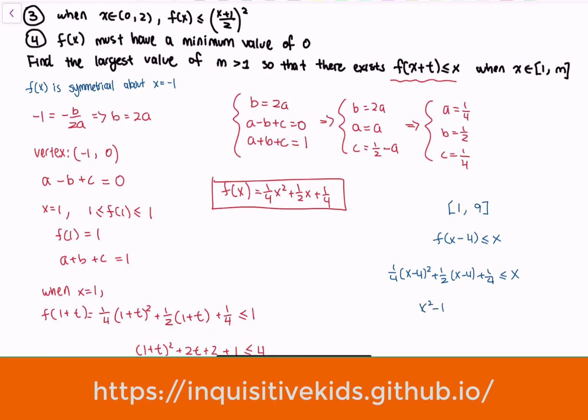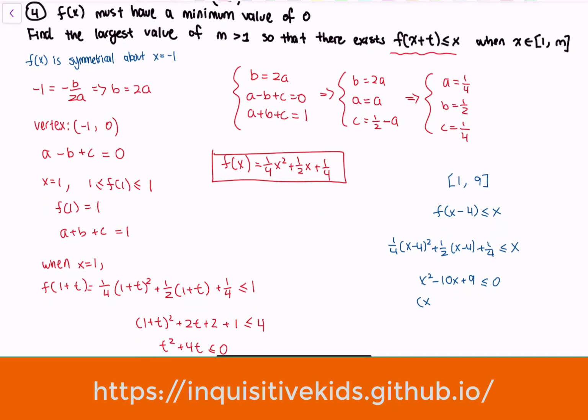x squared minus 10x plus 9 is less than or equal to 0. And when we factor, we see that x minus 1 times x minus 9 must be less than or equal to 0. So the values of x range from 1 to 9 inclusive. As you can see, this confirmed that on the interval when x is from 1 to 9, t is negative 4. So it does work, which means that m is equal to 9 in our answer.